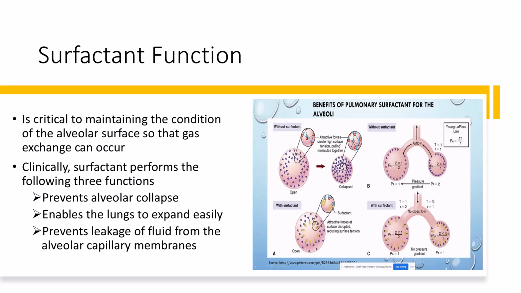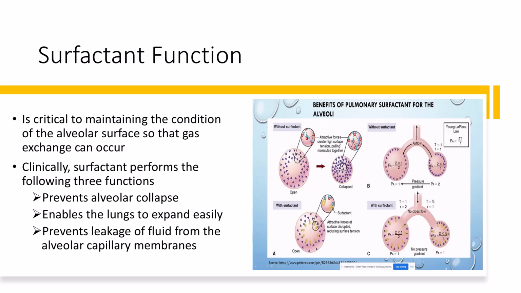Surfactant is produced by type 2 pneumocytes, and is a complex mixture of lipids and proteins that spreads across the alveolar lining. The phospholipids in surfactant have both water-attracting and water-repelling properties, allowing them to align at the air-liquid interface. This alignment disrupts the cohesive forces between water molecules, significantly reducing surface tension. By lowering surface tension, surfactant prevents smaller alveoli from collapsing into larger ones, a phenomenon that would otherwise occur due to the higher inward pressure in smaller alveoli. This stabilization ensures that alveoli of all sizes remain open and functional.